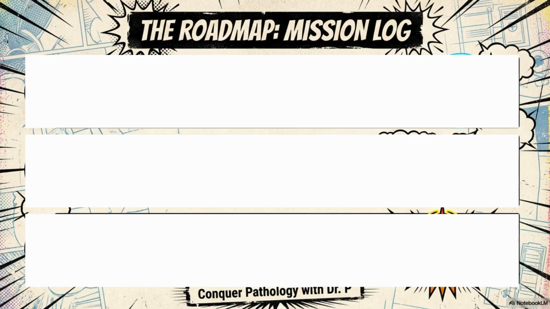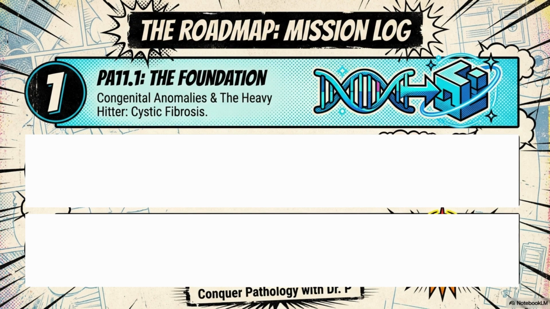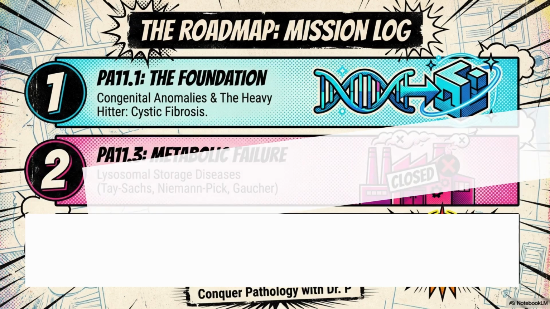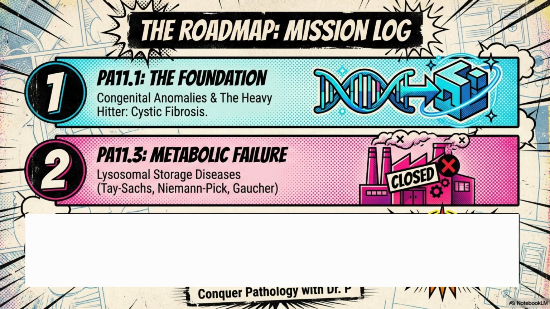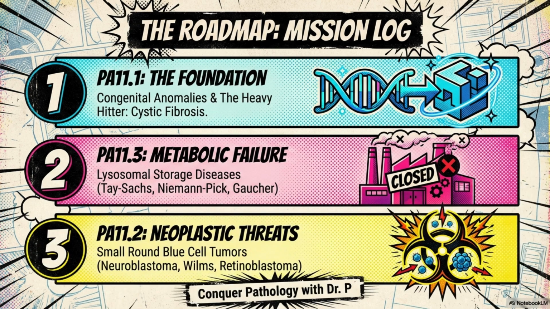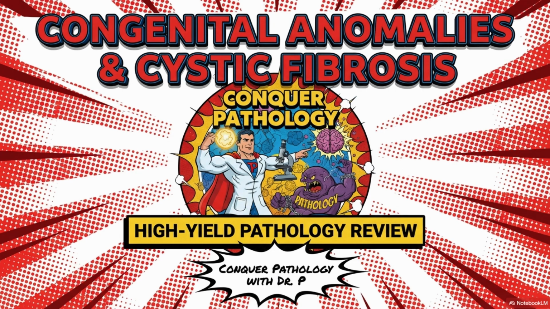Today's roadmap will be the big three competencies. PA 11.1, congenital anomalies and the heavy hitter, cystic fibrosis. PA 11.3, when metabolism fails, lysosomal storage diseases, Tay-Sachs, Niemann-Pick and Gaucher. And PA 11.2, the small round blue cell tumors, neuroblastoma, Wilms tumor and retinoblastoma. We are going to use mnemonics and we will integrate this with anatomy and pediatrics. Let's dive in. Let's begin with congenital anomalies and cystic fibrosis.